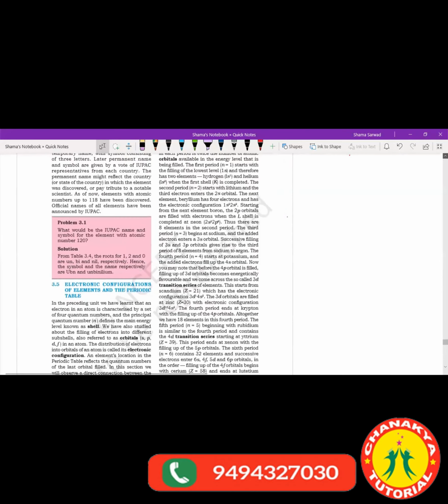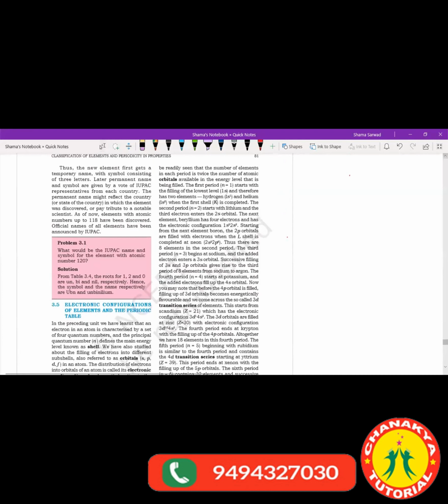So you can see this question, problem 3.1. You were not there. Okay. See the question, what is given to you. What would be the IUPAC name and symbol for the element with the atomic number 120? What atomic number is given to you? 120. Correct?